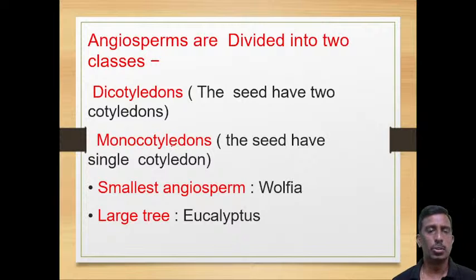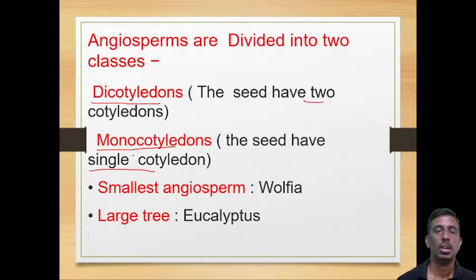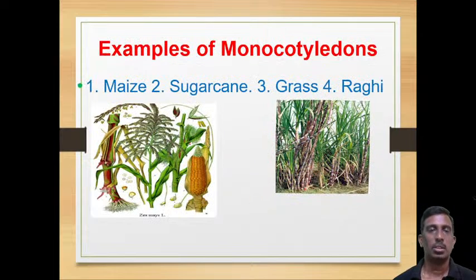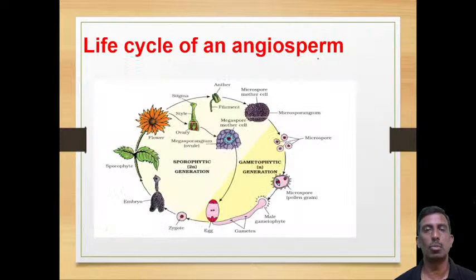Angiosperms have two classes, dicotyledons and monocotyledons. Dicotyledons means which has two cotyledons in their embryo, monocotyledons means which has single cotyledon. The smallest angiosperm is Wolffia and the largest angiosperm is Eucalyptus. Examples of dicots: mango, neem, rose, these all come under dicotyledons. Examples of monocotyledons: maize, sugarcane, grass, these millets all come under monocotyledons.